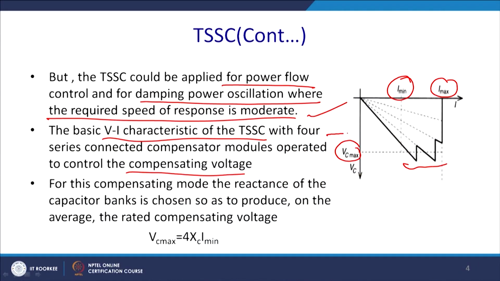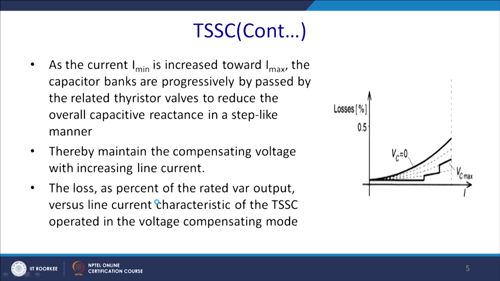The basic VI characteristics of the SSC, with the 4 series connected compensator modules operating to control the compensating voltage, have been shown in this figure. For this compensation, the reactance of the capacitor bank is chosen so as to produce, on average, the rated compensating voltage, that is this value. Vc max is basically 4 Xc into I min. So, what happened then?